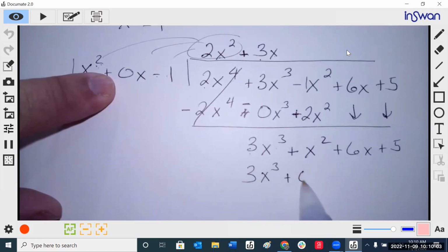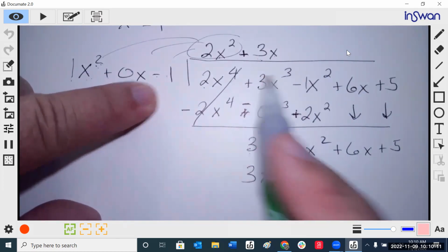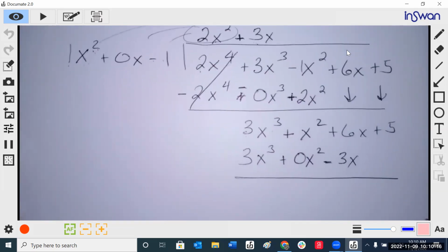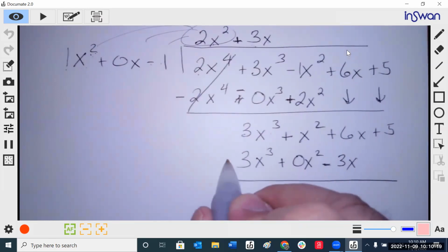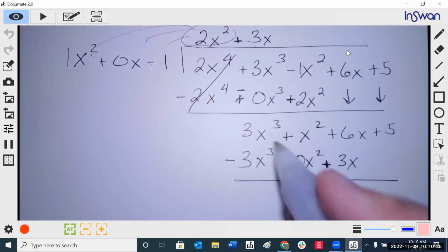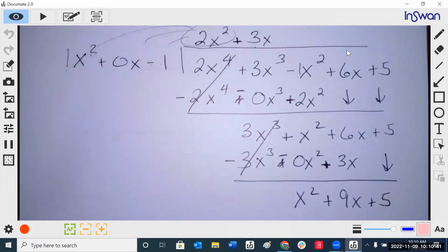Positive times positive is a positive. 3 times 0 is 0. X times x is x squared. Positive times negative is a negative. 3 times 1 is 3x. Change signs, and add. Remember, the first term has to cancel. So it's 1 minus 0 is 1x squared. 6 plus 3 is 9x plus 5.